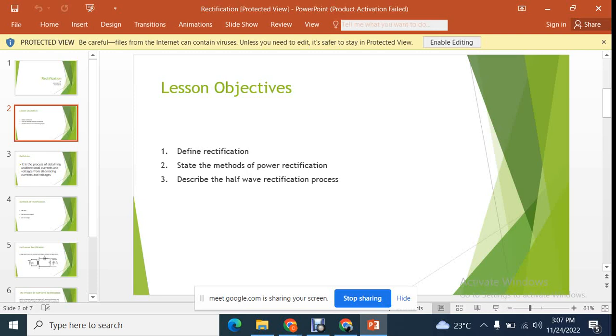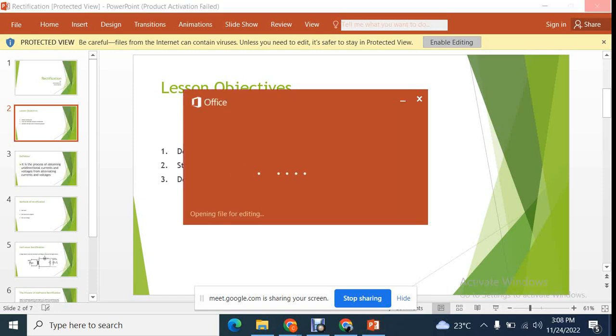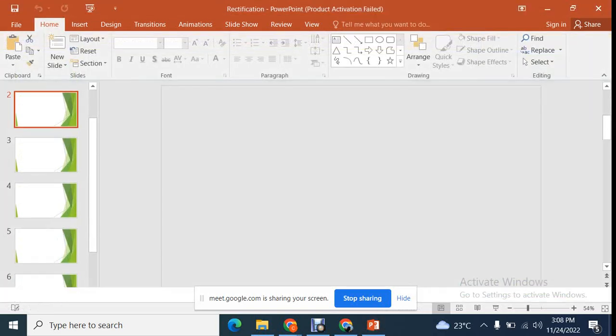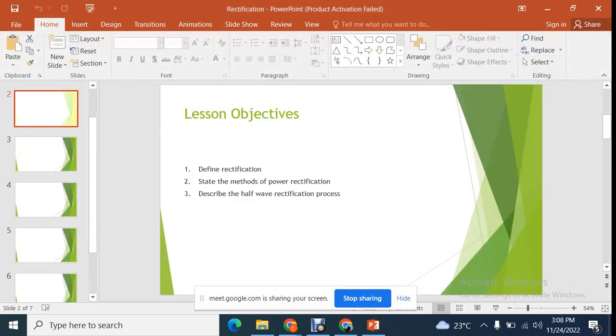Unmute your microphone. Okay, let me try. Rectification is the process of converting AC power to DC power. Correct. Conversion of AC power to DC power.